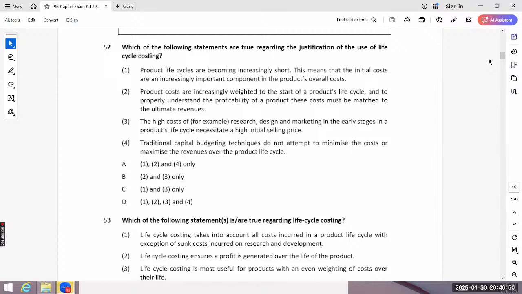So statement 3 is not right. That means options B, C, D are out of the question. So obviously option A is the answer. We are left with no other option. Option A will be the answer. The fourth statement will also be right: traditional capital budgeting techniques do not attempt to minimize the cost or maximize the revenue over the product life cycle. Yes, it's true. It's a problem with traditional budgeting. We will talk about budgeting later on. So 1, 2, and 4 are the true statements, and 3 is not the right one. So every option with 3 will not be the answer. So B, C, D is obviously not the answer. Option A is the right answer.